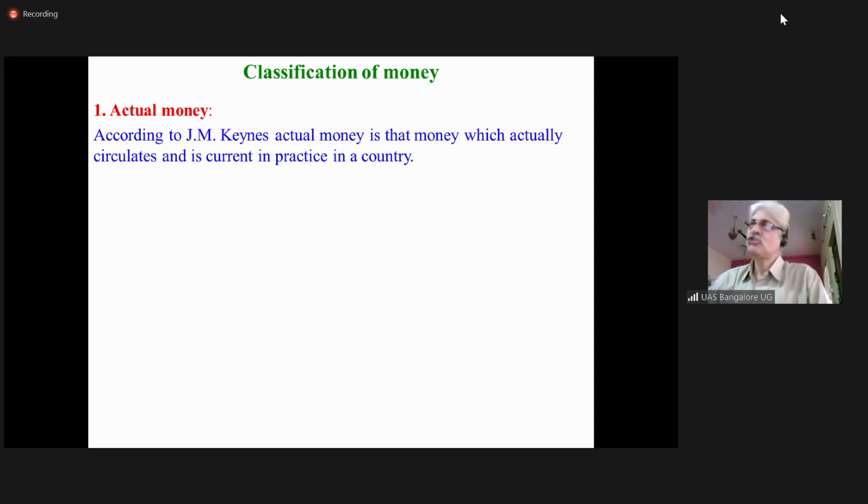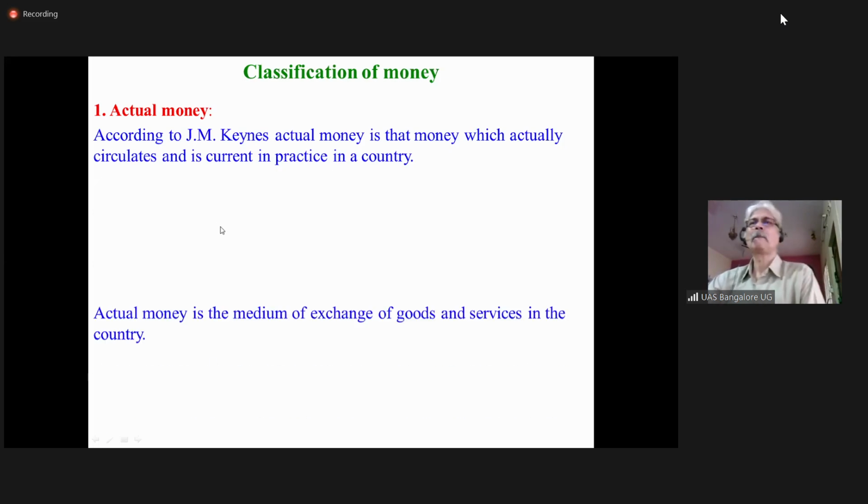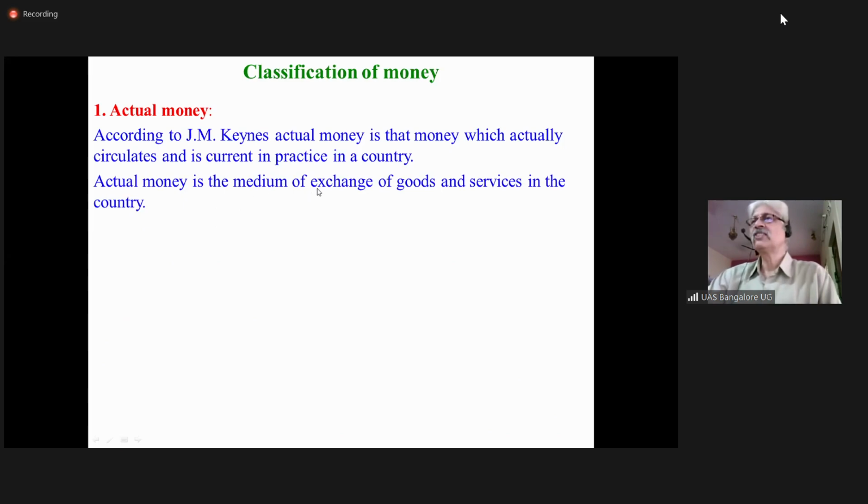According to J.M. Keynes, actual money is that money which actually circulates and is current in practice in a country. Okay, the 200 rupees notes we have, 500 rupees notes, 2000 rupees notes we have, they're all actual money that is used, practiced. Okay, at present it is in circulation in the economy. Actual money is the medium of exchange of goods and services in the country.